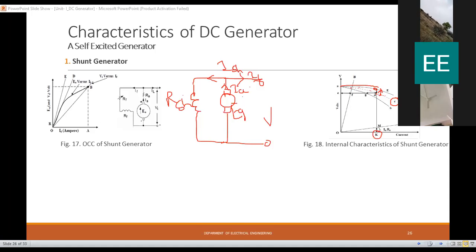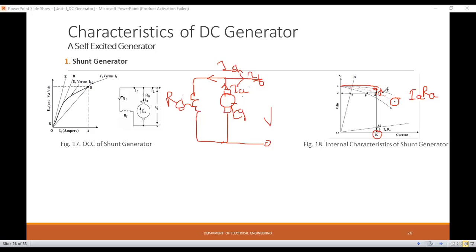Due to the armature reaction, this curve will be slightly less than that of the induced EMF at no load condition. No load condition चा जो काही induced EMF असेल त्या induced EMF च्या below lies होतोय. Okay, so see, there are three curves that can be shown.